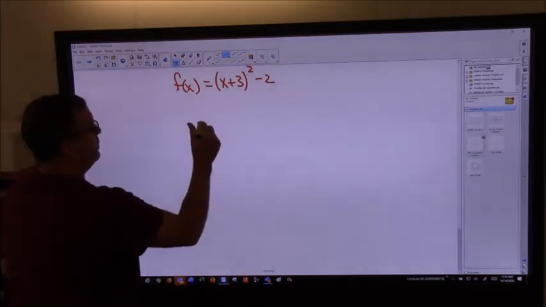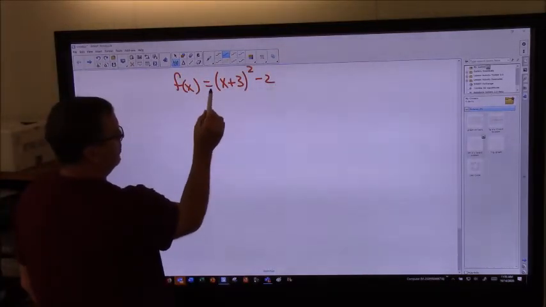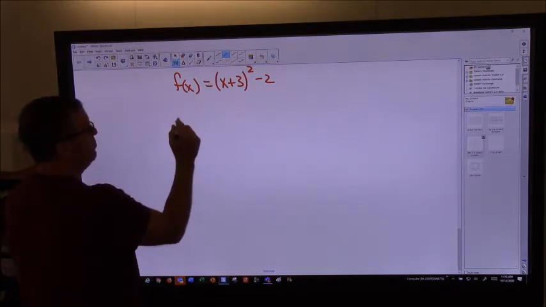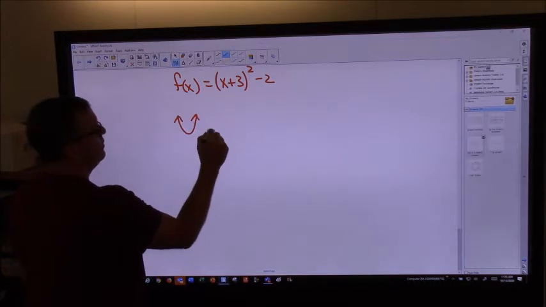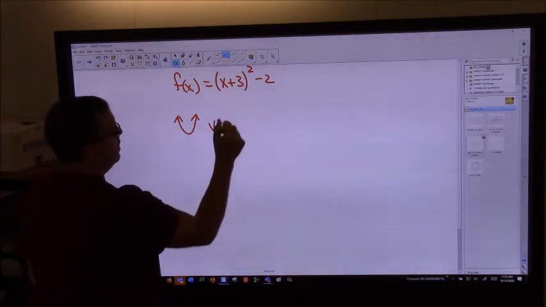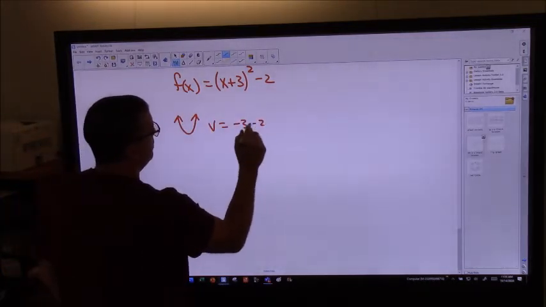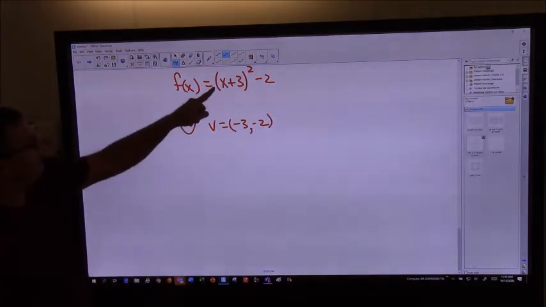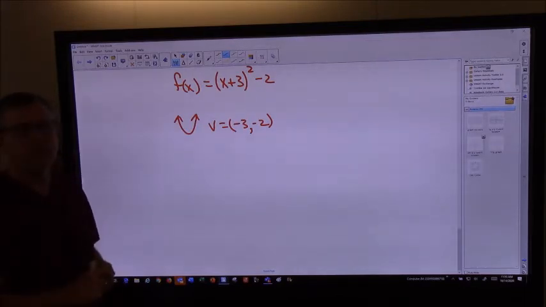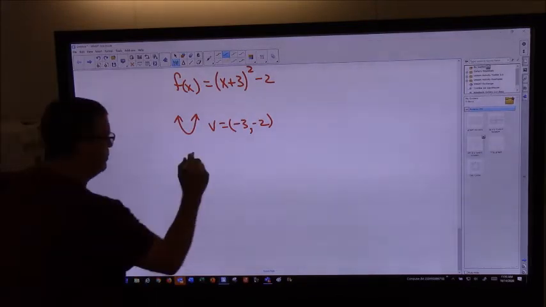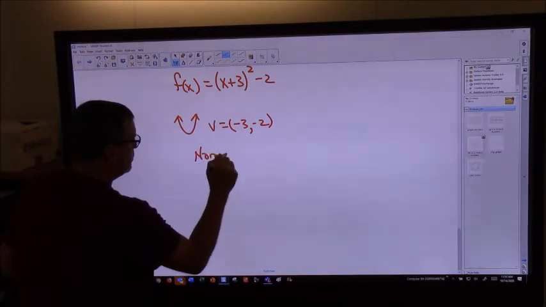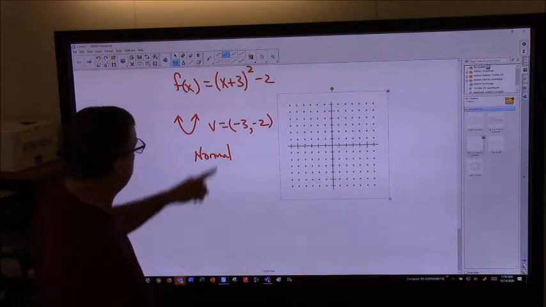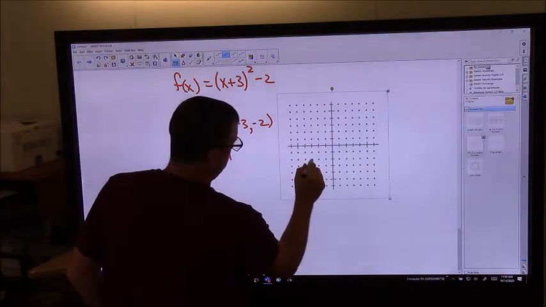All right, so now I look at this and I see that my A value is positive, right? There's nothing there, so it's understood to be a 1. It's a positive 1, so my parabola opens up. The vertex is at -3, -2. And since A and B are both 1, that means this is a normal parabola. So now we can draw our picture. -3, -2, it's right there.